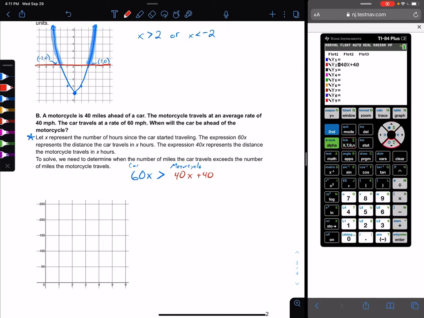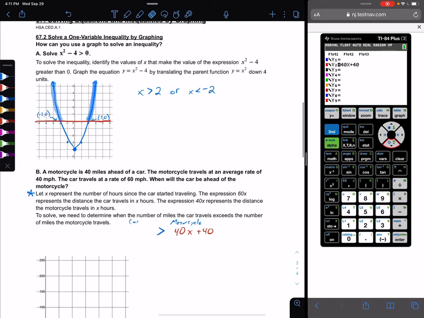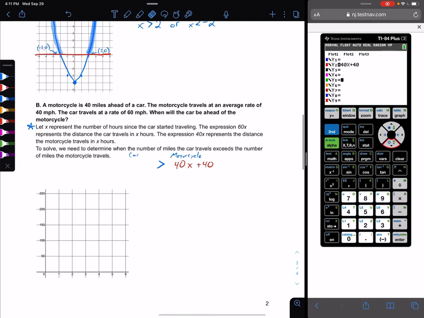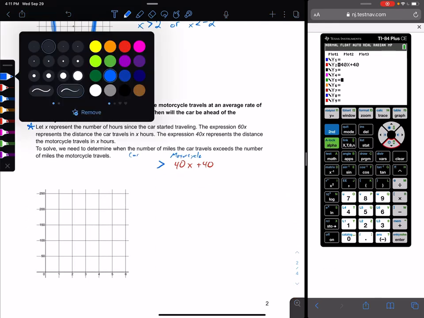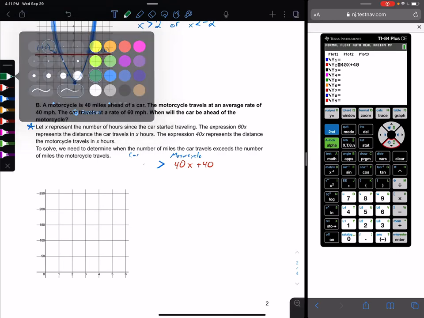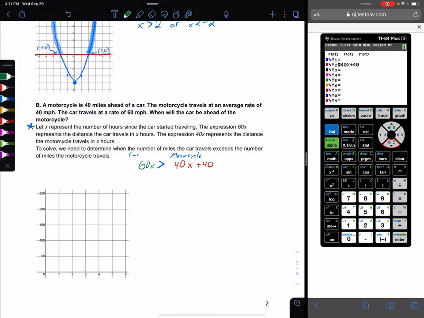The blue one, again, for some reason is not working. So I'm going to work with green instead. It's a little bit more clear. So let's get rid of that 60x. Let's write that in green instead. So we have 60x. All right, so I'm going to type in my 60x. I'm going to hit graph.